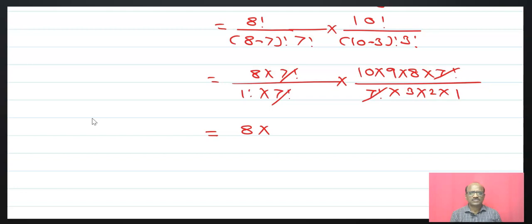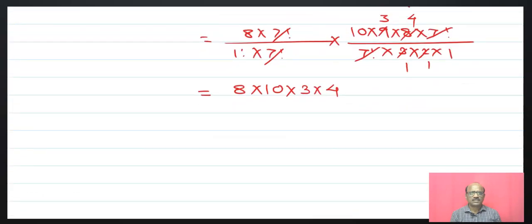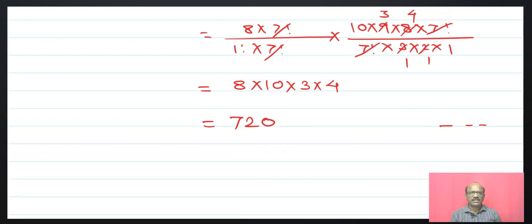That is equals to, now perform the calculations. 8 into 10 into 3 into 4 and then 720. Number 2.